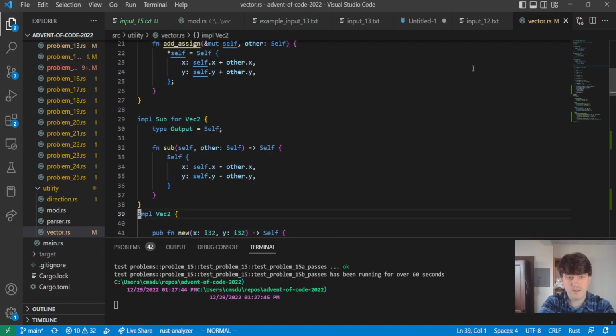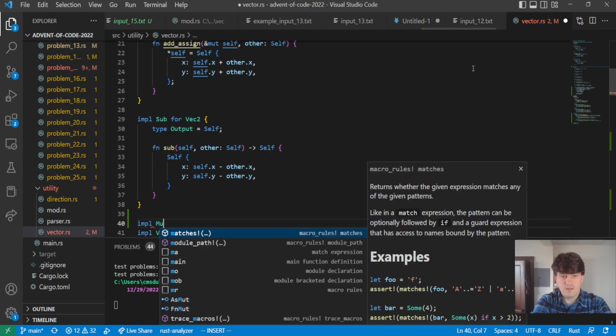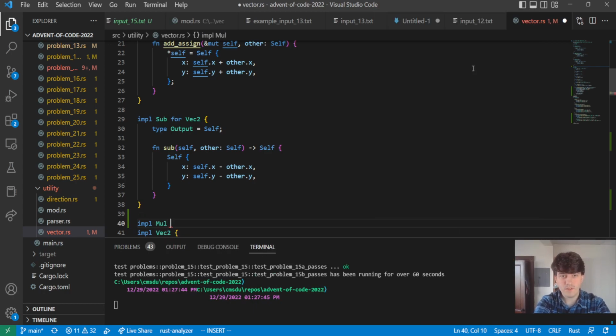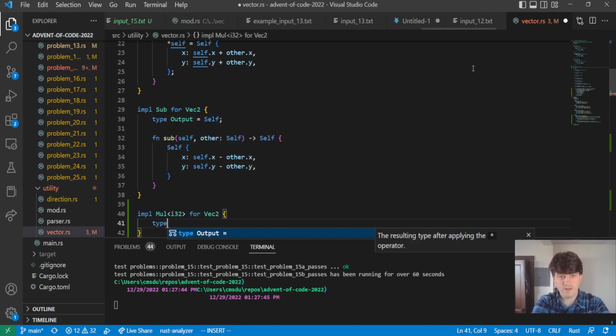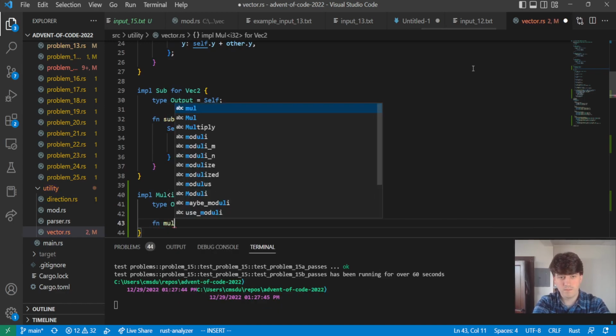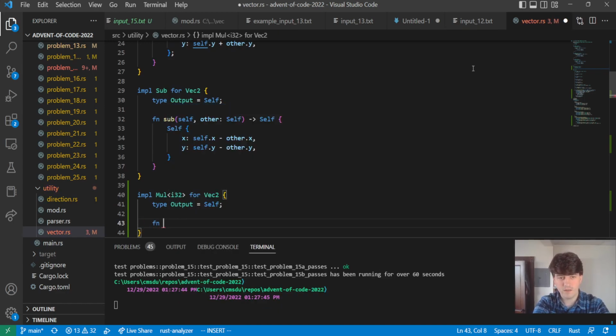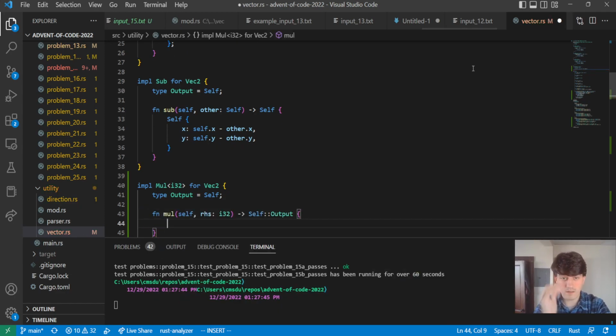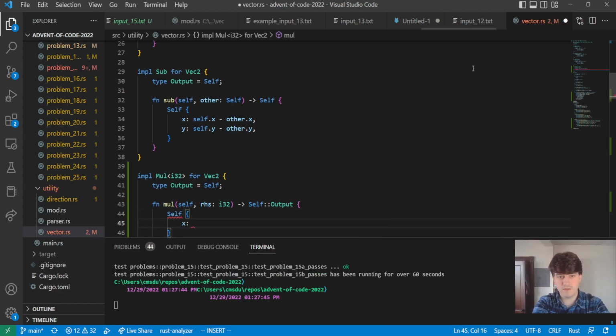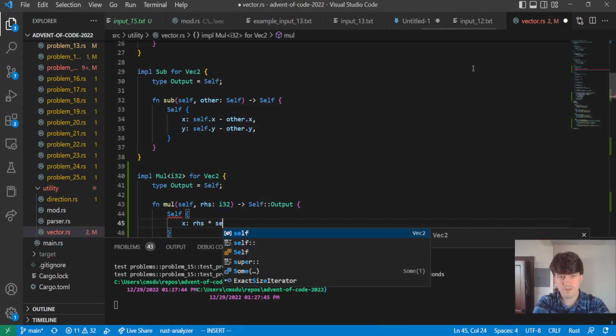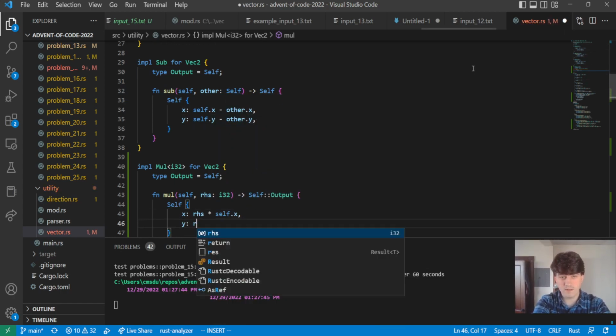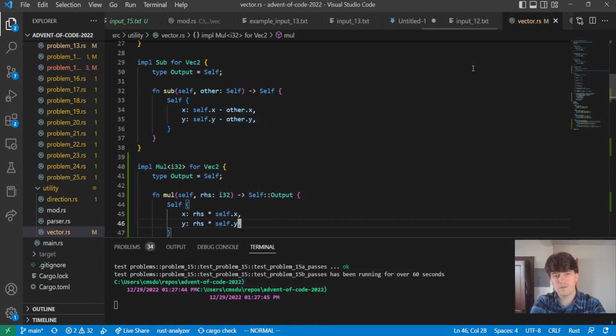Let's just implement that. Impl Mul I32 for Vec2. Type Output is Self. And mul, will it fill this in for me? Hey, it does, that's nice. Self x is RHS times self x, and y is RHS times self y. Okay.